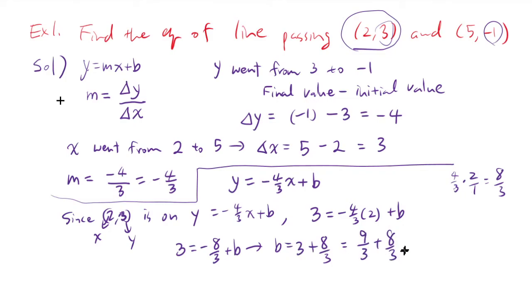If you have common denominators, now you can just add the tops. So addition of fractions requires 2 steps. First, you need common denominators, and once you have common denominators, the common denominator is written once, and you just add the tops. So that's the value of b. And finally, the answer to the question is y equals negative 4/3 x plus 17 over 3.